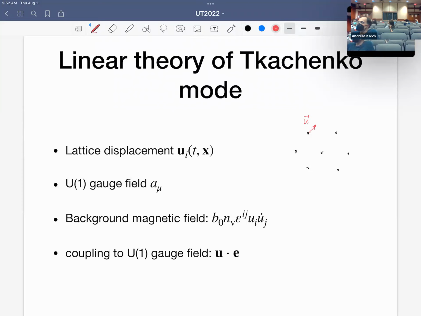Now, there is also a U(1) gauge field. Each of these point particles carries a charge under a U(1) gauge field, A_mu. Each of these charges moves in a background magnetic field, and that causes a Berry phase term in the Lagrangian of the form U cross U dot. So does this mean that in the original picture, the translation operators don't commute with each other?